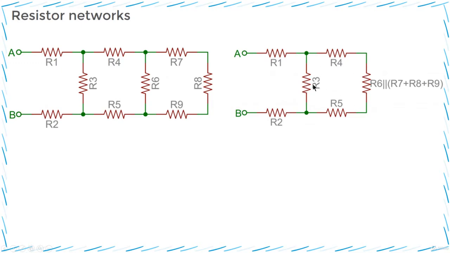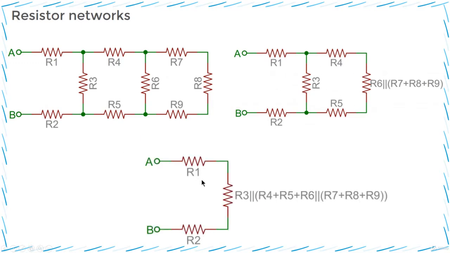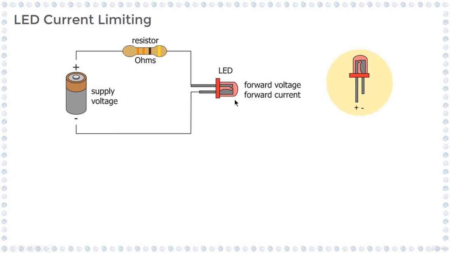R3. So our final circuit will look something like this, and since these three resistances now are in series, the total resistance between terminals A and B will be the sum of these three resistances. And voila, this is how you calculate the total resistance of this resistor network. Alright, let's move further to our current limiting resistors.